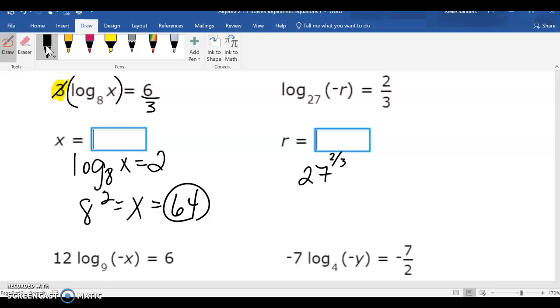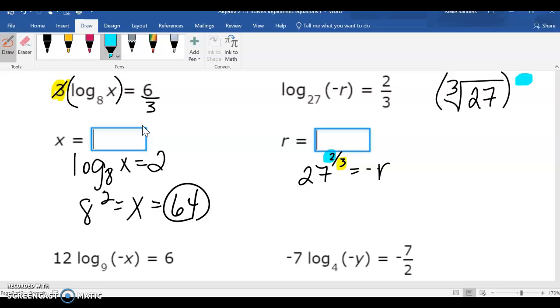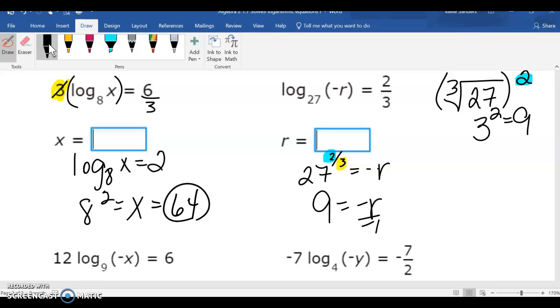27 to the 2/3 equals negative r. Okay, to the side, this is what you would do if you're not using a calculator. The root is telling you how many you're looking for to multiply together to get 27. And then the 2 is saying once you know that number, then you're going to square it. So something times something times something is 27, which is 3. And then we square it, which is 9. So 9 equals negative r. So then you divide by negative 1, and you get negative 9.